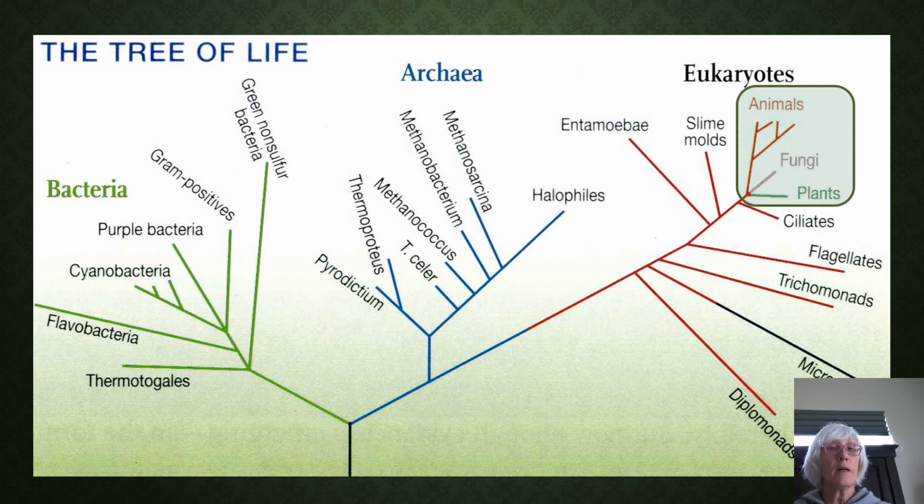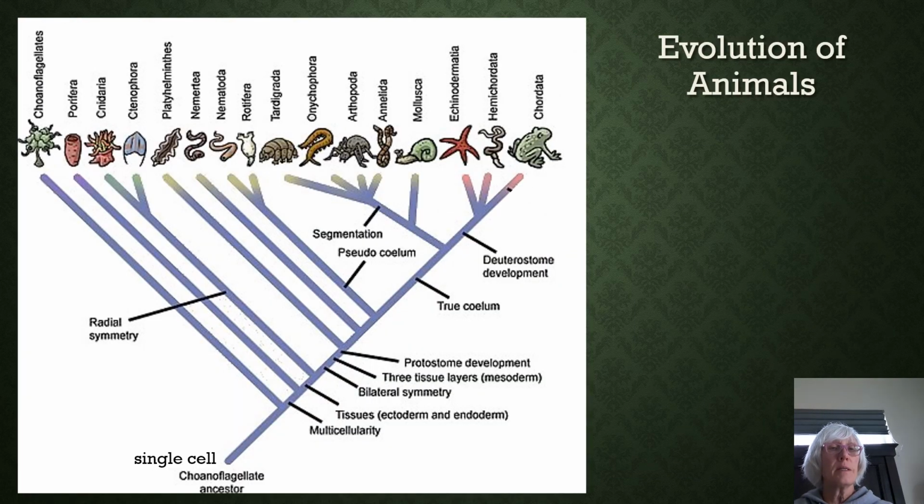We'll focus on the development of animals from these sort of halfway in between organisms. This is an evolutionary tree of animal evolution, starting with a single-celled animal ancestor. And as we move up the tree, we see that a number of things had to occur in order to produce the animals that we're familiar with. The first step, of course, was to develop multicellularity. So we needed to develop multicellular organisms.